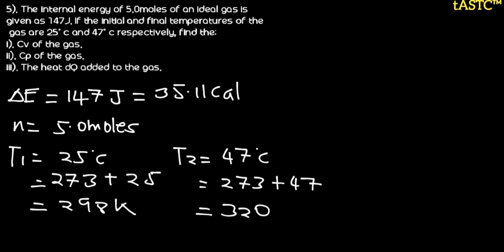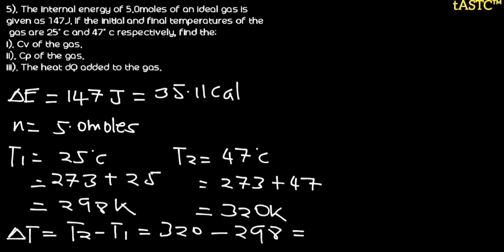Now, we need to find dT therefore. So dT will be equal to T2 minus T1. Now, T2 is 320 Kelvin, and T1 is 298. So this is 320 minus 298. And that gives us 22. So that will be 22 Kelvin temperature.